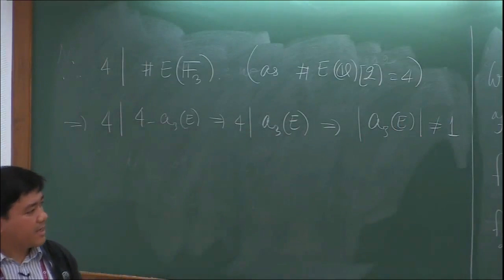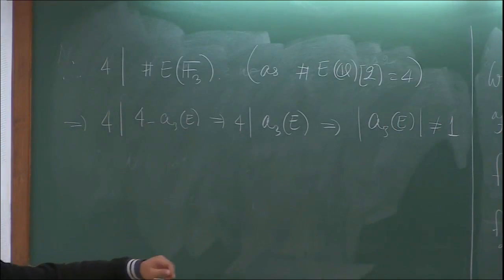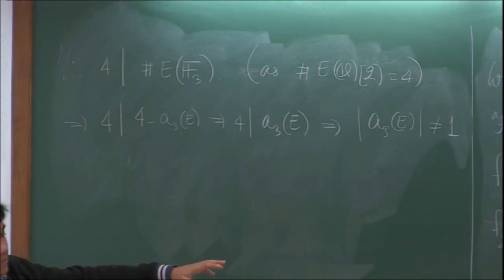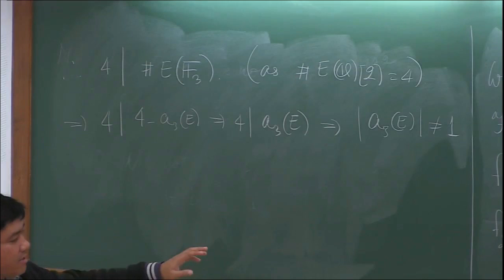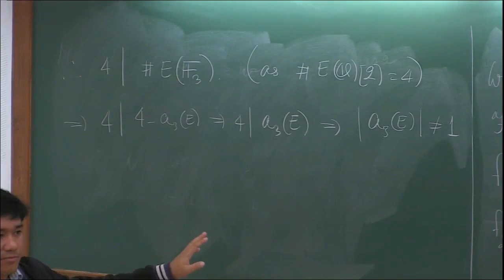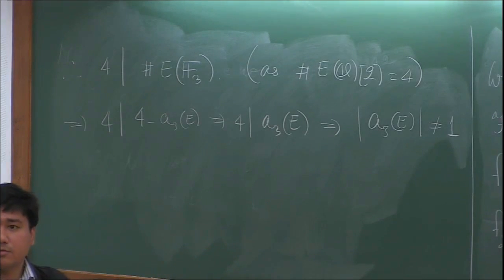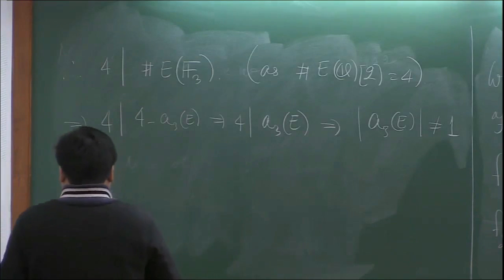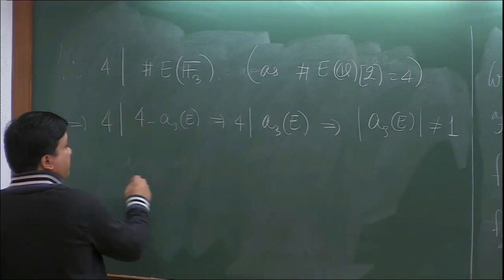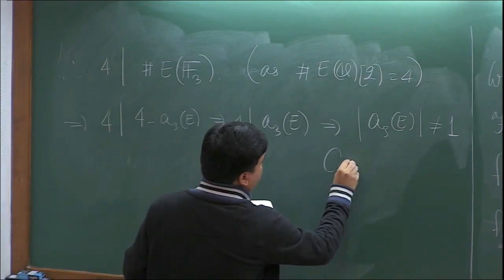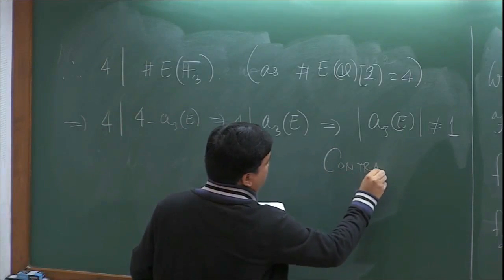At least I cannot expect to have that. We did this under the assumption that 3 is a prime of good reduction. So I cannot expect to have 3 to be a prime of good reduction and then still expect solutions. So therefore, this is a contradiction.